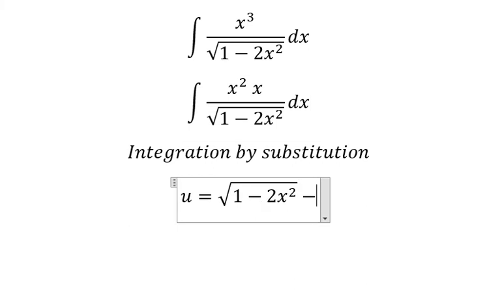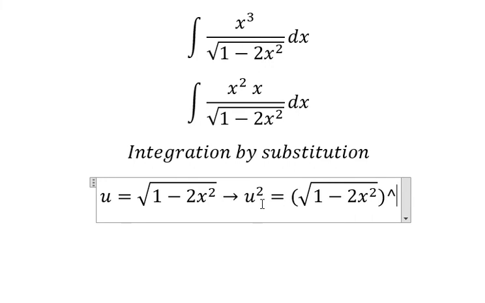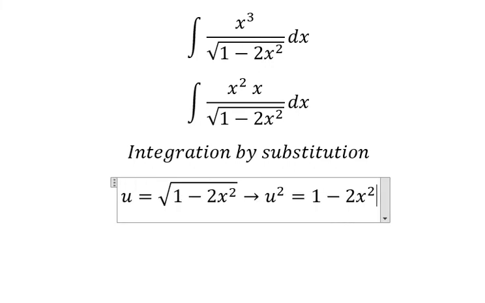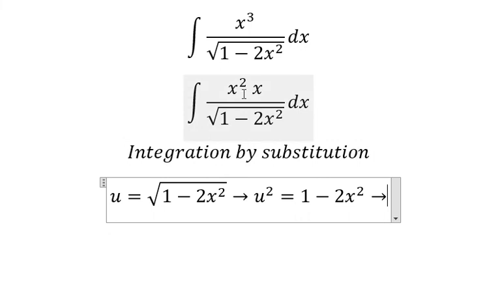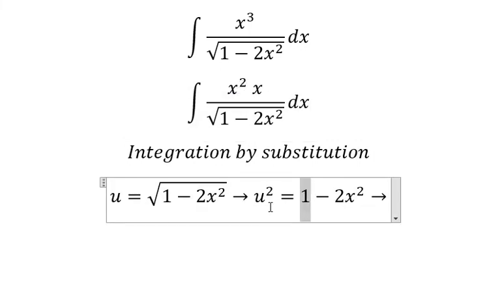Now we put the square for both sides to cancel the square root, and we have 1 minus 2s squared. Because we have s squared in here, I will put number 1 go to the left, and we divide both sides by negative number 2.